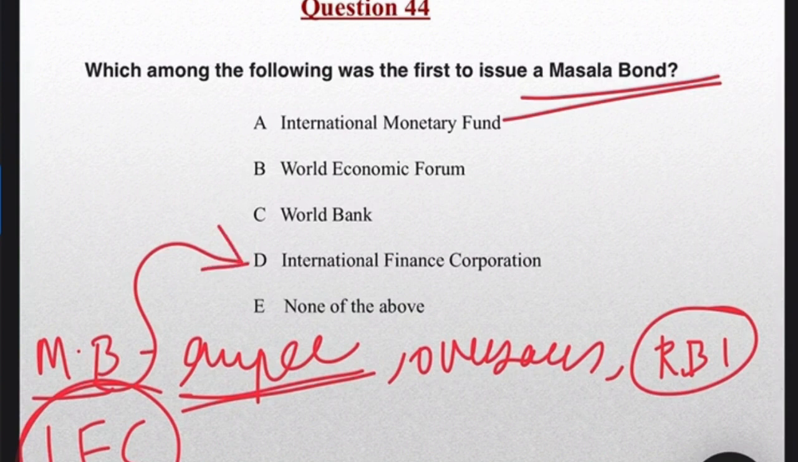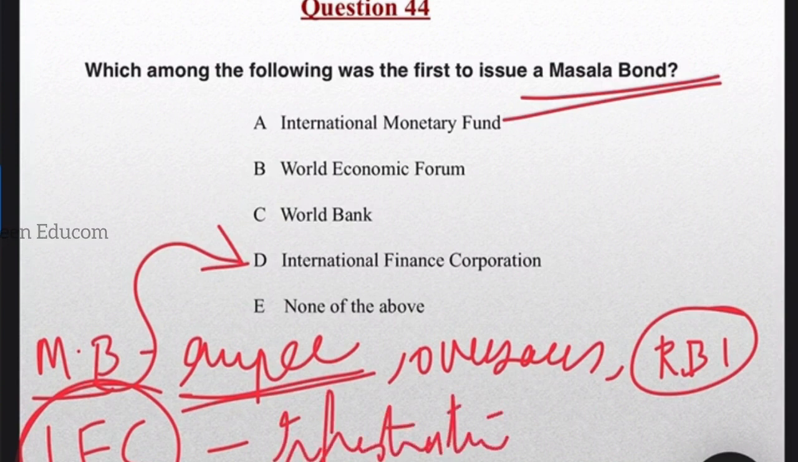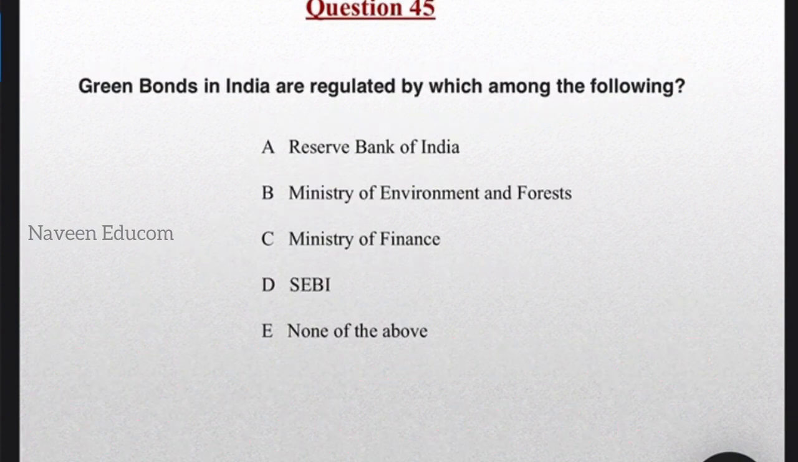So to represent the Indian culture and cuisine, IFC was the first to issue such bonds in order to raise capital to fund infrastructure projects in India. So to raise capital to fund infrastructure projects in India, IFC has played a role. Hope you have got the important point.